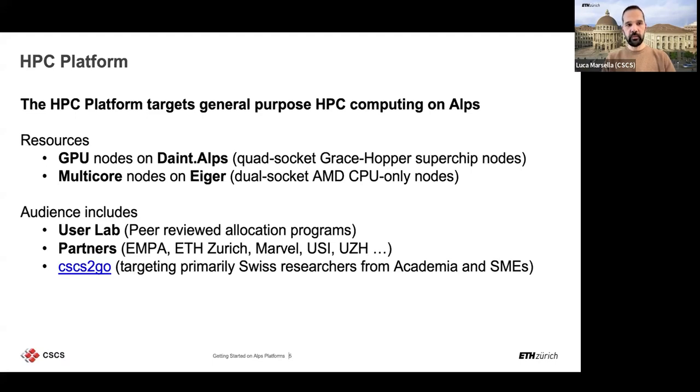The audience of the HPC platform includes the user lab, which accesses the system with peer-reviewed allocation programs, and then partners, for instance EMPA, ETH Zurich, Marvel, UZI, UZH, and so on. We have also the CSCS2Go program that is targeting primarily Swiss researchers from academia and small and medium enterprises.